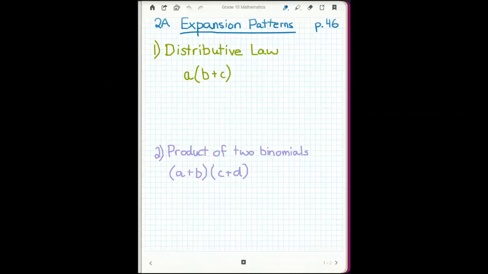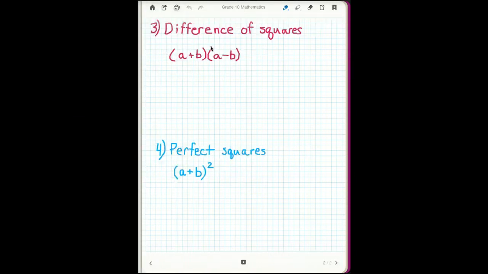This is the explanation for expansion patterns, section 2A in your textbook. We're going to go through 4 different expansion patterns: the distributive law, product of 2 binomials, difference of squares, and perfect squares.